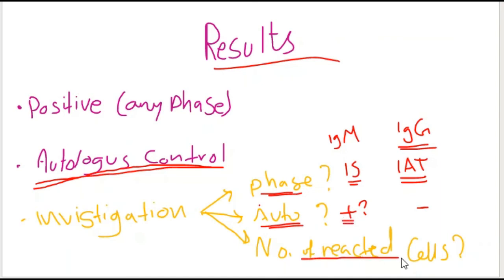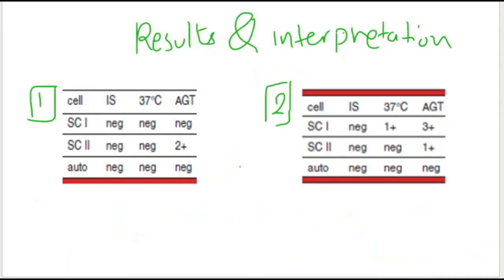Number of reacted cells. As we said, we may use two screening cells or three screening cells. If it's only one cell, the patient may have only one, a single antibody. If both cells or all three cells are positive, it's not 100% sure, but this is an indicator that the patient may have multiple antibodies. Let's see these examples and discuss them together.